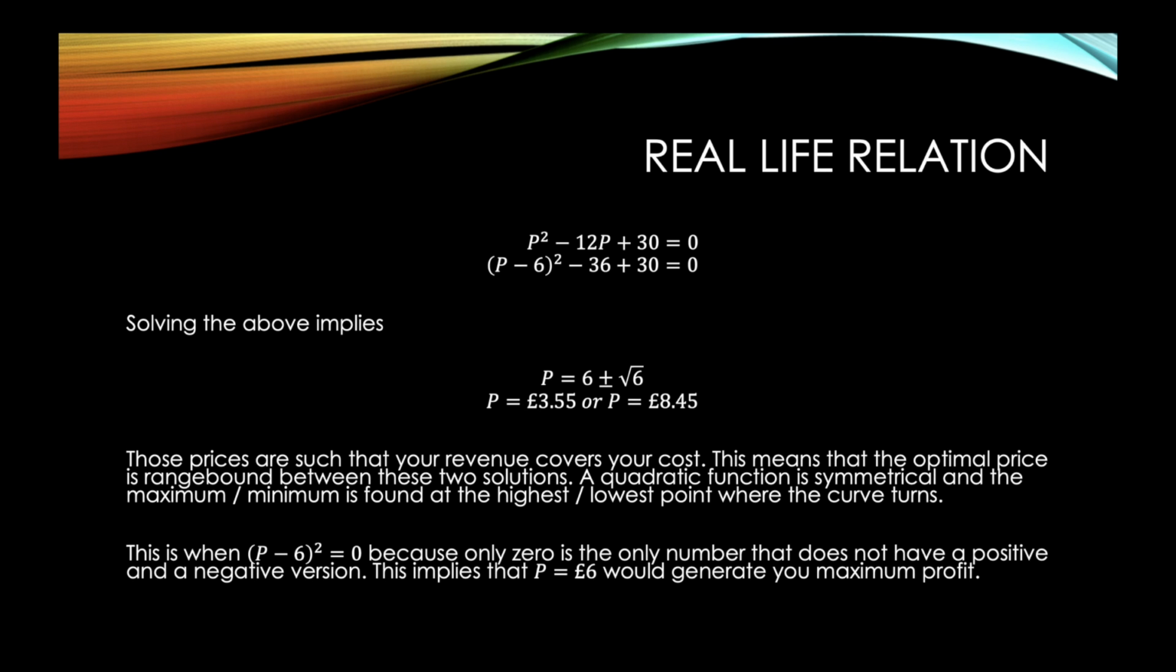In order to find that, this happens when you have p minus 6 all squared is equal to 0, and that's because 0 is the only number that does not have a positive version or a negative version of itself. 0 is just 0. That implies you only get one solution. Solving that yields p is equal to £6, and that price would generate you the maximum profit.